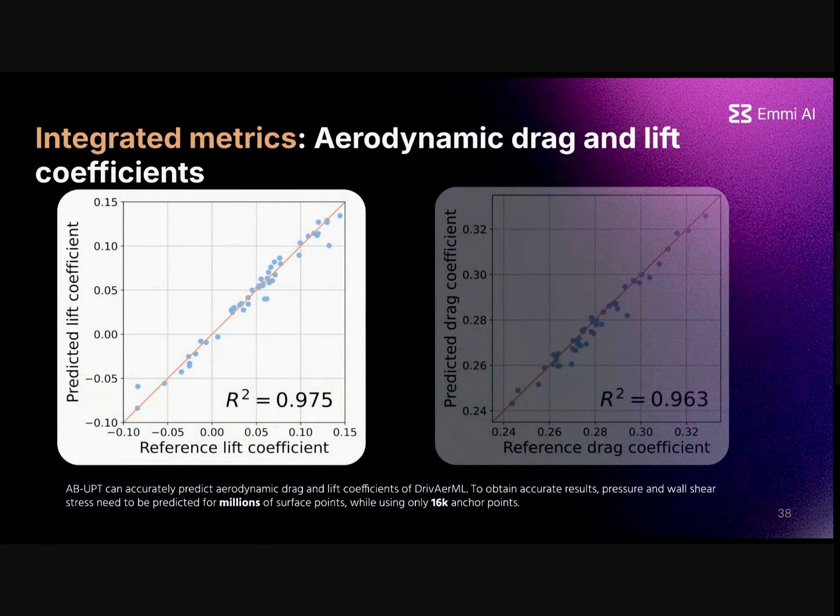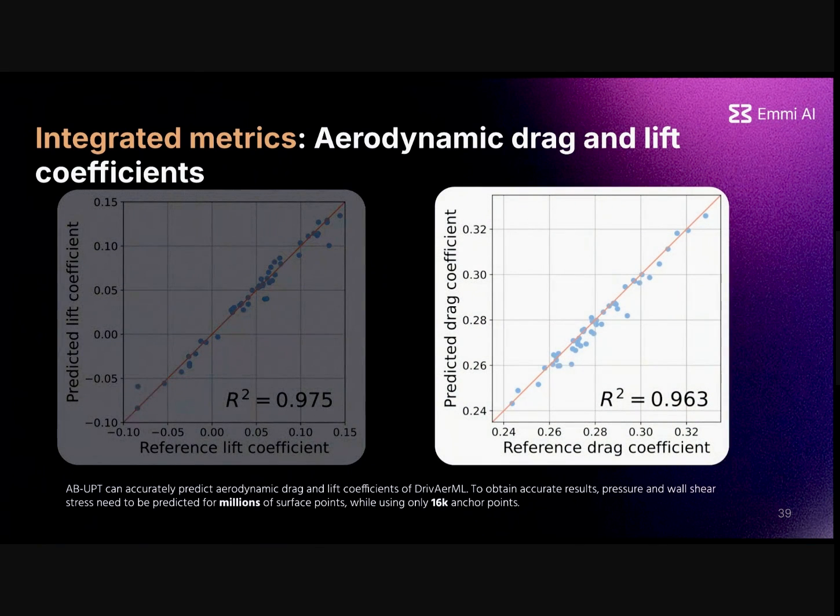If we look at integrated metrics like lift coefficient and drag coefficient, for which you need to do an integration over the full surface mesh, which can contain tens of millions of points, for example in DrivAerML, which we are able to do with anchor attention, we can see that our model has very high prediction quality, or very high correlation between the predicted lift coefficient and the ground truth lift coefficient as provided by the original simulation. And we see the same for the drag coefficient, which is also an integrated metric.